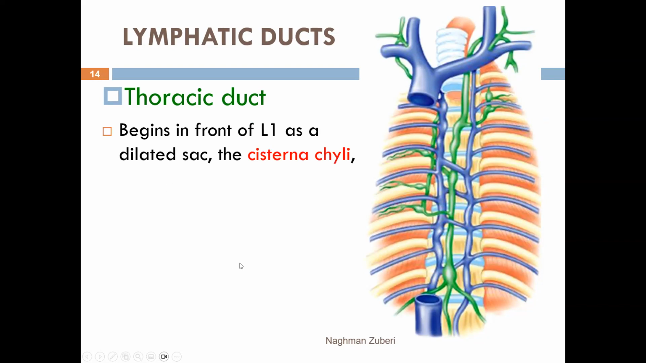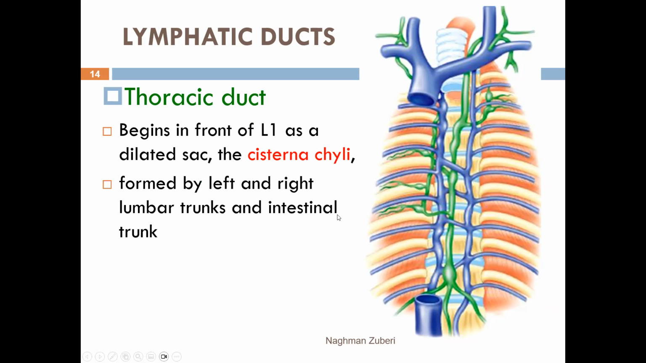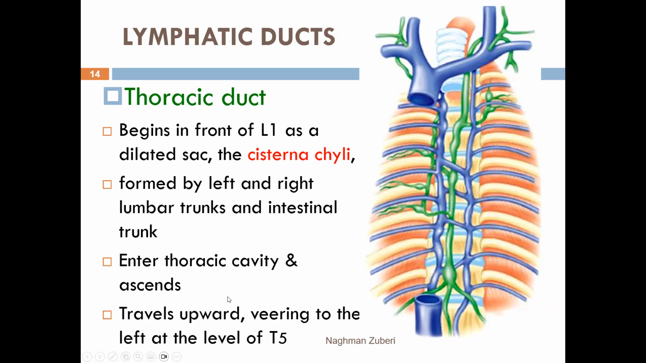Then comes the thoracic duct. It begins in front of vertebra L1 as a dilated sac, the cisterna chyli, formed by left and right lumbar trunks and the intestinal trunk here. It enters the thoracic cavity and then it ascends.